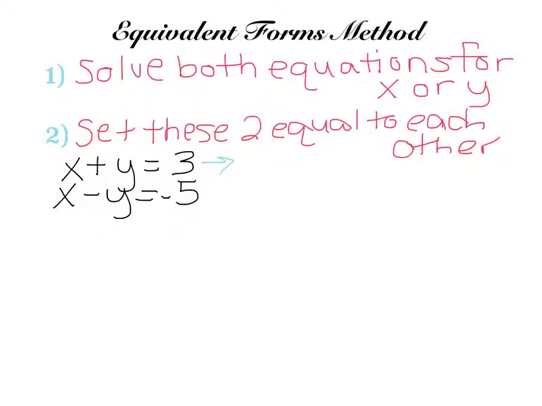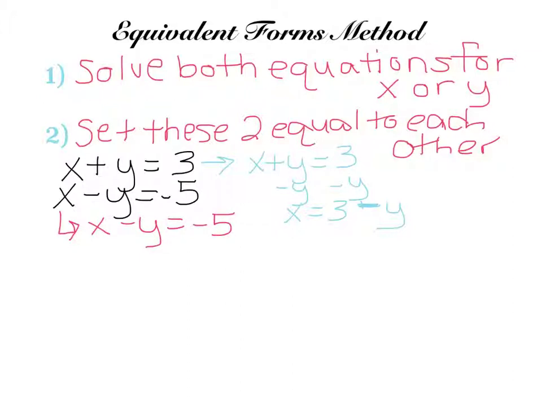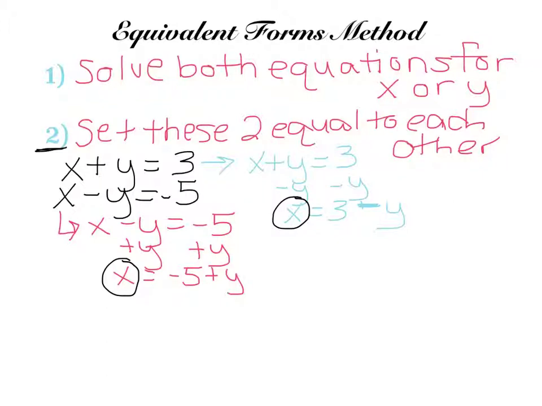This top one, if we want to get x by itself, we have x plus y equals 3, we can subtract y from both sides. Then we get x is equal to 3 minus y. For this one, if we want to get x by itself, and we're starting with x minus y equals -5, we could add y to both sides. Thus now we get x is equal to -5 plus y. Now we got our two x's alone. Awesome! Because now we can move on to number 2 in our equivalent forms method.